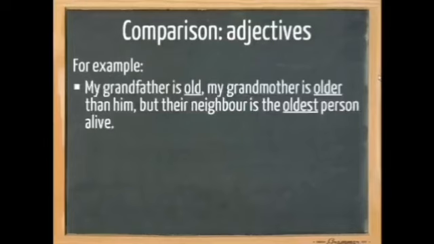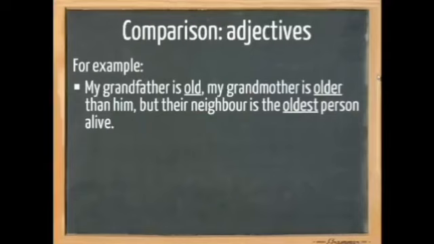For example, my grandfather is old, my grandmother is older than him, but their neighbour is the oldest person alive. So, my grandfather is old. Here, old is an adjective because it says something about the noun, my grandfather. Then, when we compare my grandfather to my grandmother, we must conclude that my grandmother is older. So, here we use a comparative.